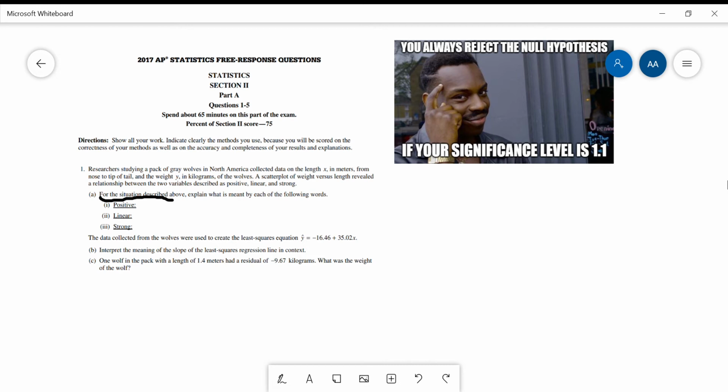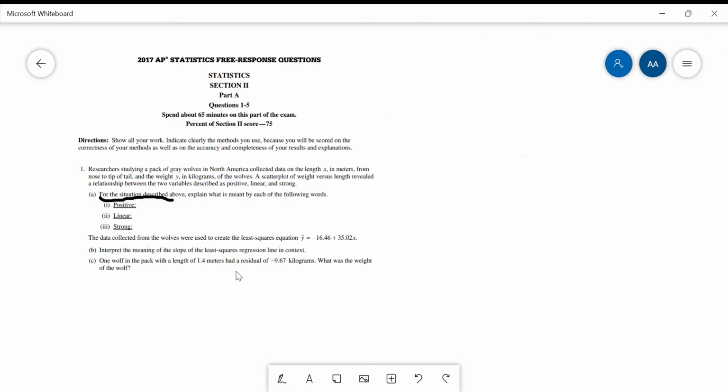To start us off, I made a little meme for us. It says you always reject the null hypothesis if your significance level is 1.1, not 1.1%, just to get that clear, 1.1. So, if you think that's funny, your choice. Either way, memes aside, let's begin with this problem.